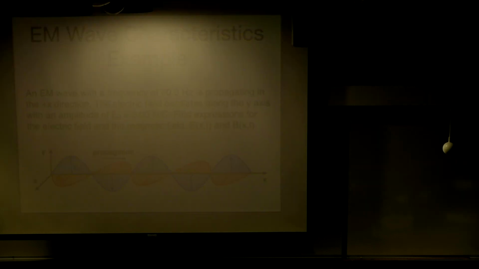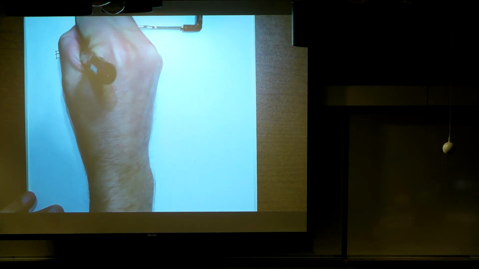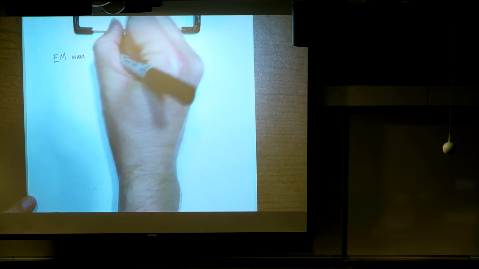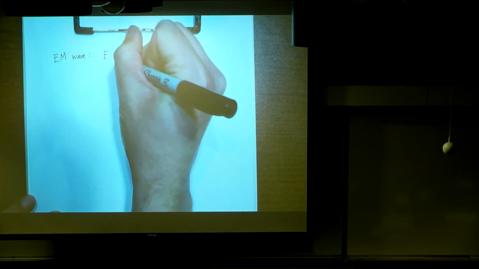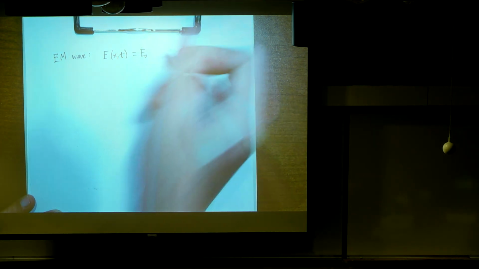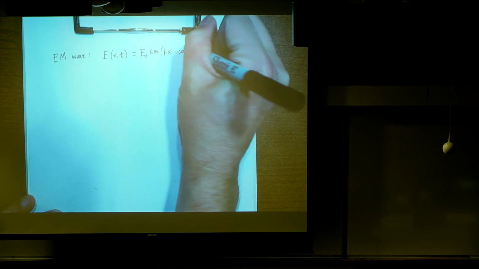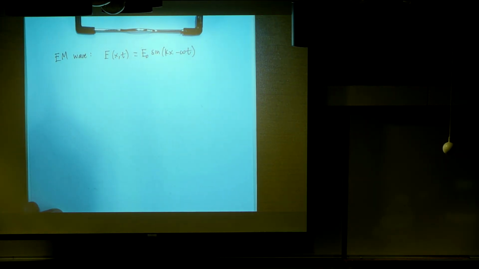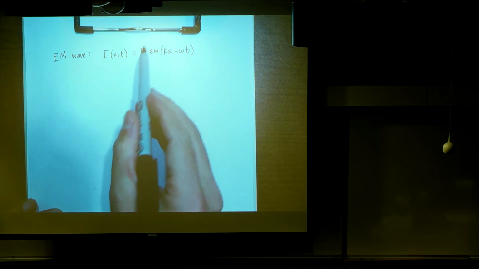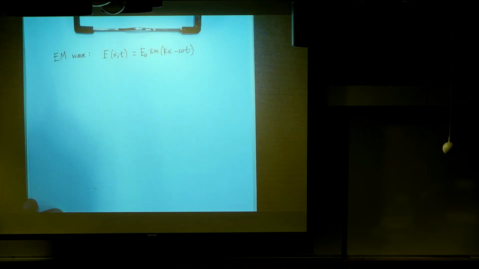So the way this is going to start is to remember that for an electromagnetic wave in general, we have E, the electric field, is a function of x and time, so it's a function of both position and time. This is given by E naught, which is our amplitude, times sine of kx minus omega t, all right? So that's the general expression. All we're doing here is coming up with the values of E naught, k, and omega. That's really all we have to do.